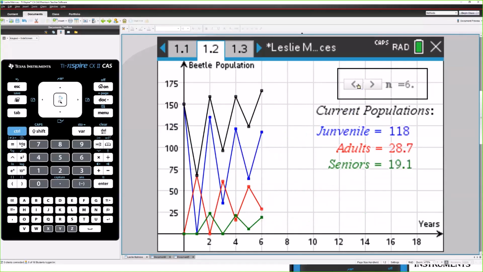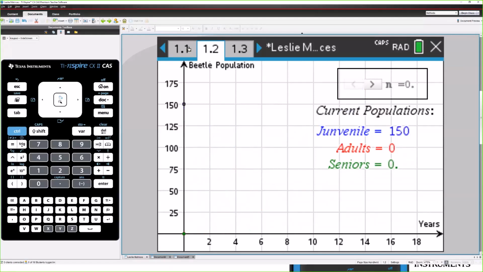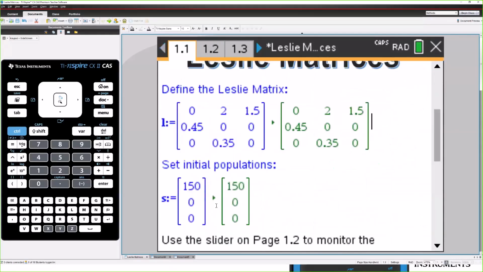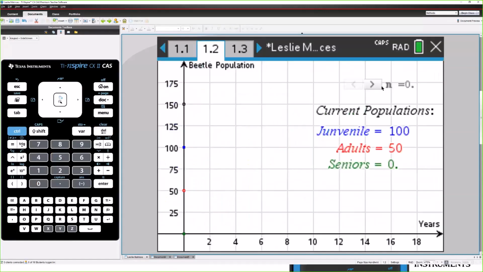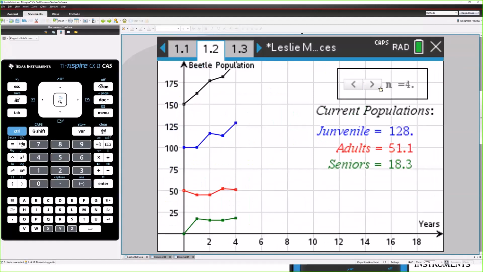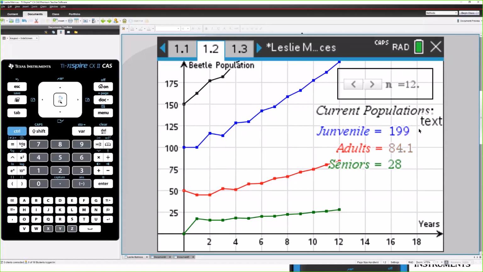So let's go back again and say, well, the farmer also looked at what if we had 100 there, 50 there, and no seniors. We haven't got any senior beetles here. And watch what happens. We're like right off the charts here. The population is exploding. Before we couldn't even make 150. Now we're out to almost 300 of these little critters.